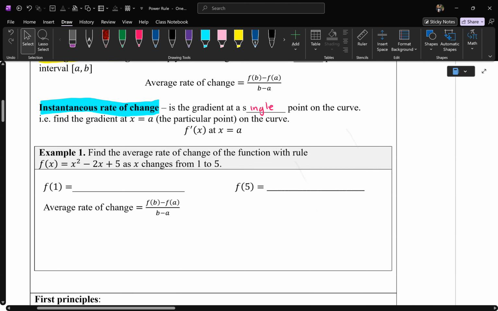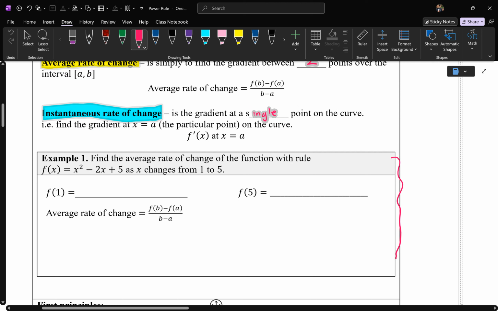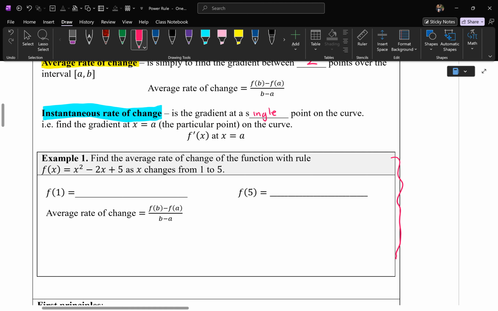Okay? We don't need to do example 1 here. You can do it yourself if you want. It's just getting used to using function notation, but it's the same thing. Find the gradient.